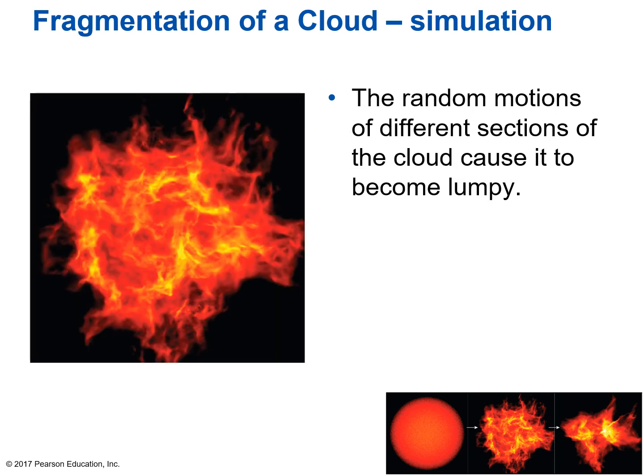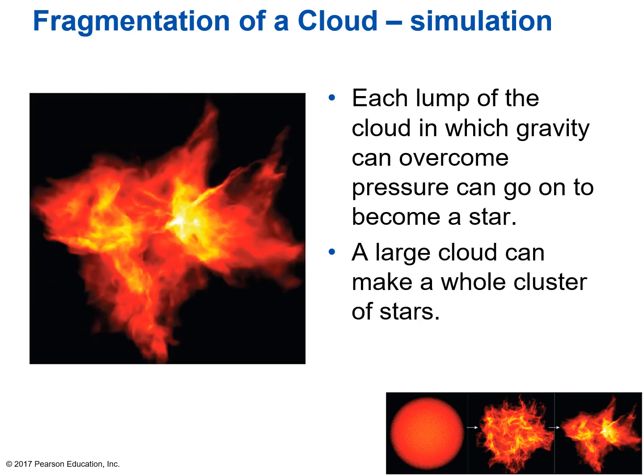Now, the random motions of different sections of the cloud cause it to become lumpy. And in this simulation, each lump of the cloud in which gravity can overcome pressure can go on to become a star. A large cloud can make a whole cluster of stars. So when we look back at those stellar nurseries like Barnard 68 or the Horsehead Nebula, a cloud like that might go on to become one star, or if it has this lumpiness to it, it might go on to be many stars, which would form in a cluster.